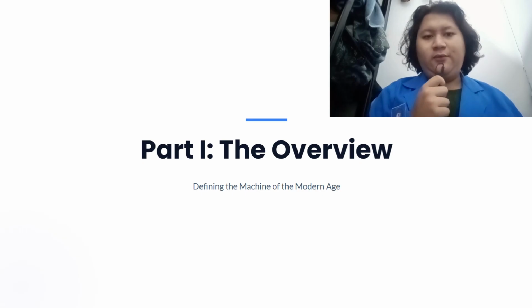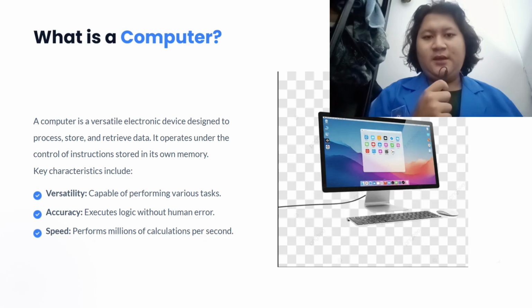In this part, we will discuss the basic definition of a computer and understand why computers are very important in the modern age. Computers are used in many areas of life, such as education, business, communication, entertainment, and many more. A computer is an electronic device that can process, store, and retrieve data. It works by following instructions that are stored in its memory.